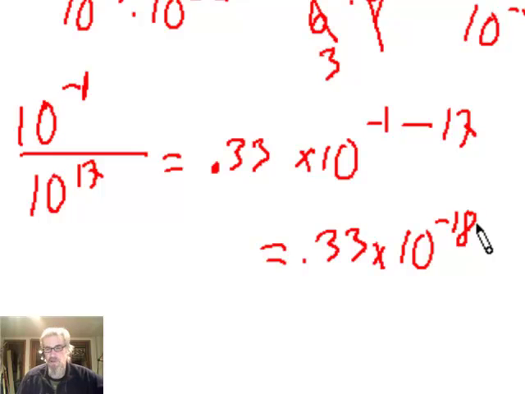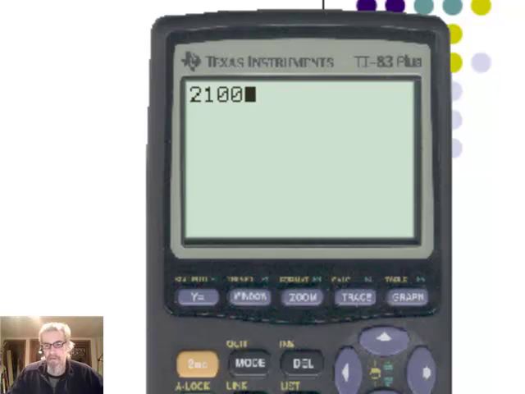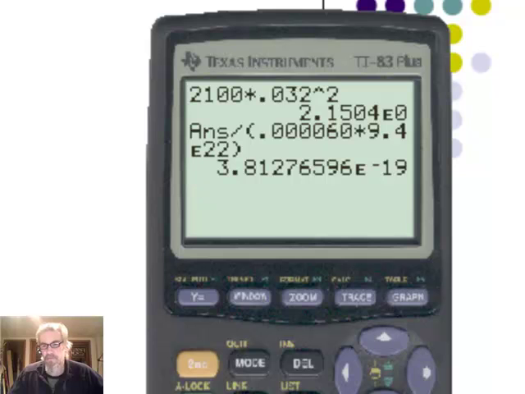Let's see how that compares with doing this on the graphing calculator. 2100 times 0.032 squared divided by, I'll close this with parentheses, 0.00060 times 9.4 times 10 to the 22. Close my parentheses, hit enter.